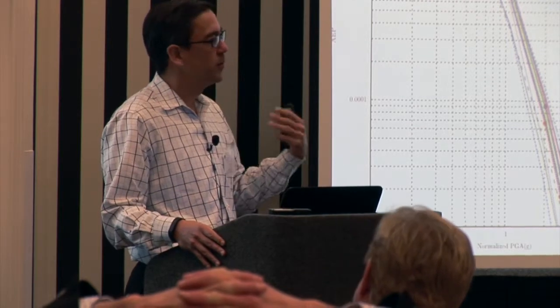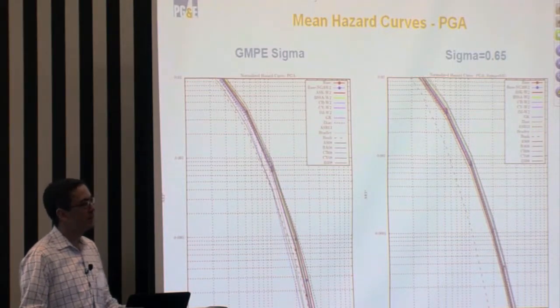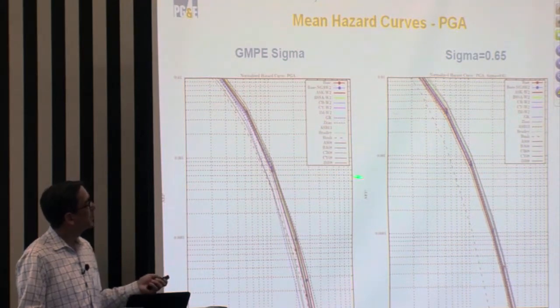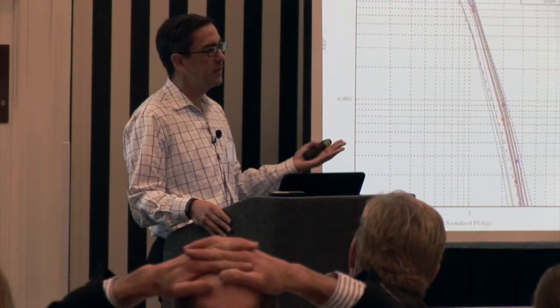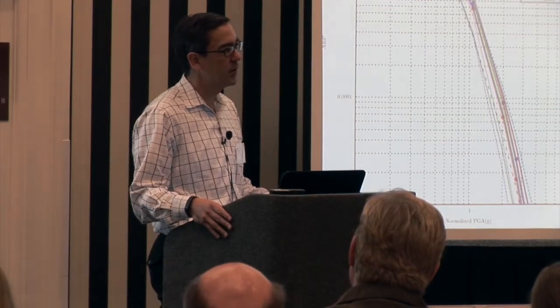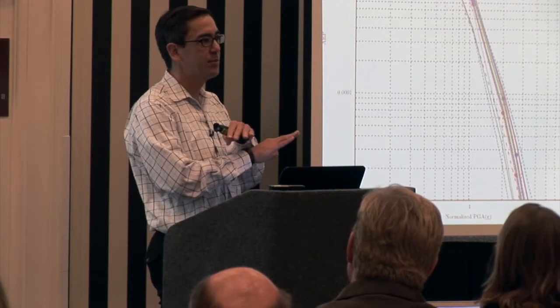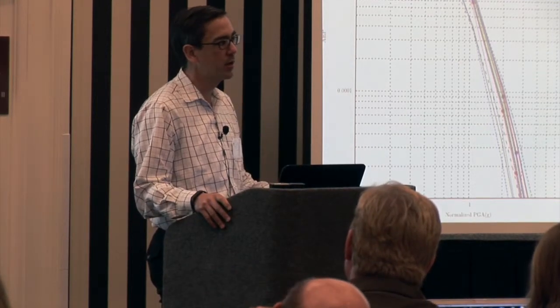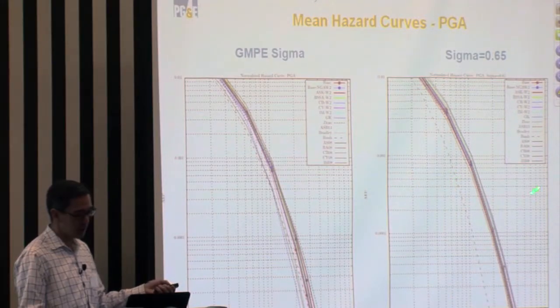And that is using the full median prediction and the aleatory sigma model for each of the individual GMPEs. On the right-hand side, what we've done differently now is we've taken the median ground motions from each of the individual models, but assigned a fixed sigma value of 0.65. So this is basically putting the sigma value the same for all the models, running the hazard and showing what the difference is in the median estimates of the ground motion.